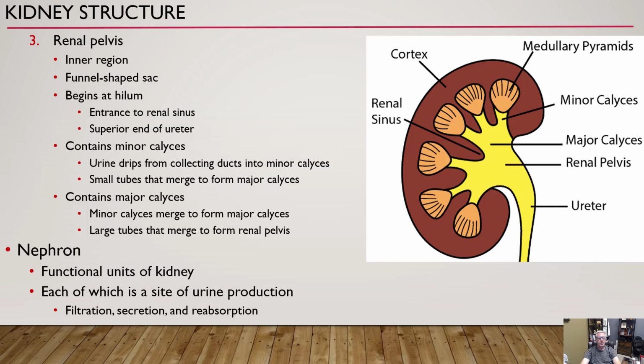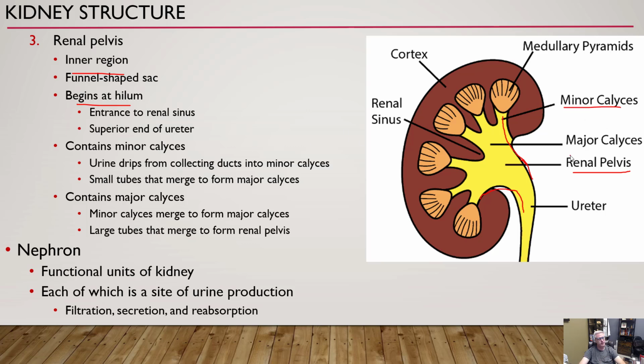All right, that third structure is called a renal pelvis. It's the inner region. It's a funnel-shaped sac. So here you can see this is a very simplistic drawing. This is a renal pelvis. You can see how it's funnel-shaped here. It begins at the hilum, and it has these minor calyces and major calyces.